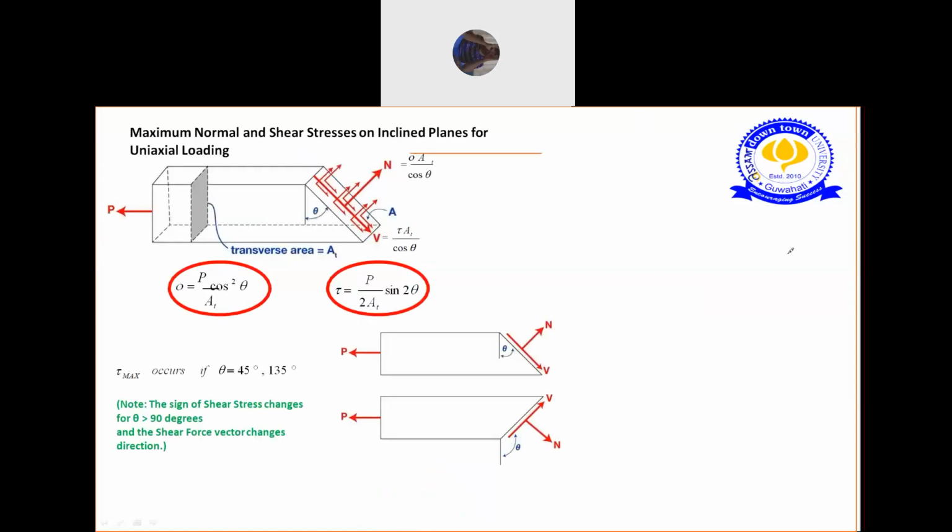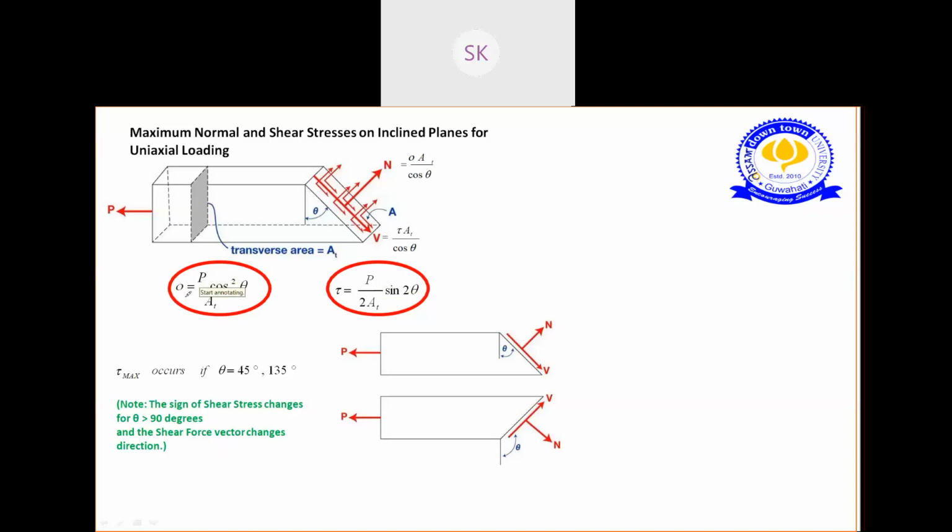Your sigma is P/A cos²θ, and P/2A sin 2θ is your shear stress. Now we have the normal stress and shear stress. You have to find when these two values will be maximum, when the normal stress will be maximum and when the shear stress is maximum. You have found a formula for the normal stress and the shear stress on the inclined plane.